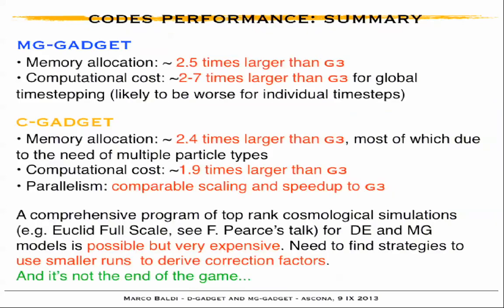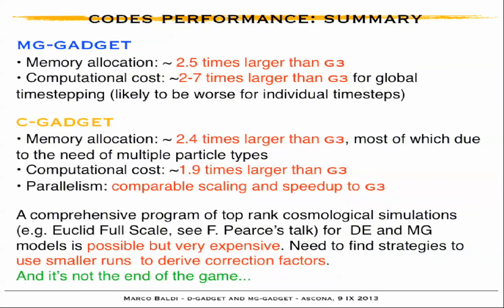Okay, so this is a brief summary. This is roughly the overhead in the memory allocation, which is 2.5 for MG-Gadget, and 2 to 7 times larger than Gadget-3 for the computational cost. This is for global time stepping. We forced the standard Gadget to use global time steps. And this is likely to be worse for individual time steps, but the test for this is still running. For C-GADGET, the memory allocation is more or less similar, 2.4 times larger than Gadget-3. The computational cost is in general a bit easier to achieve, 1.9 times. And the parallelism gives a comparable scaling.